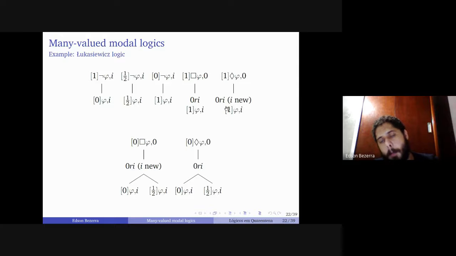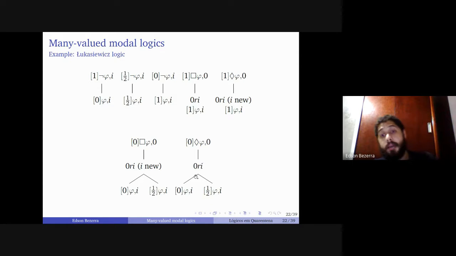The diamond expands the branch with E, where E is new. And the falsity of box is similar to the definition of diamond, but here we have the falsity. And the falsity of diamond is defined analogously to the case of box, but here we have the falsity.